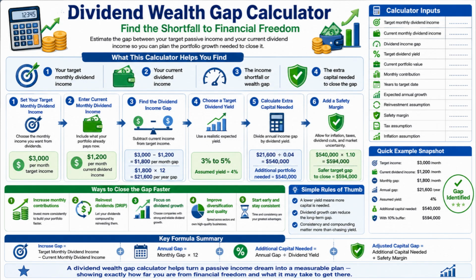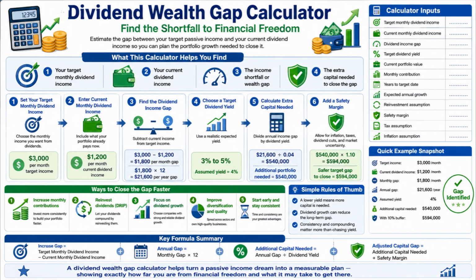At the same time, there are several ways to close the gap faster. You can increase your monthly contributions so your portfolio grows more quickly. You can also reinvest dividends through DRIP, which helps compounding work in your favor. In addition, focusing on dividend growth companies may help your income rise over time, while better diversification and strong quality investments can improve long-term stability. Furthermore, starting early and staying consistent often makes a huge difference.